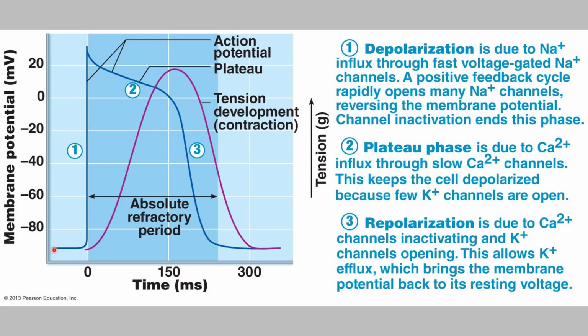But if we look just at the blue, this is the action potential. Ignore this pinkish purple line right now. We'll get to that later. Just ignore it, pretend it's not even there. Look at this blue. This is the action potential that happens in a contractile cardiomyocyte.